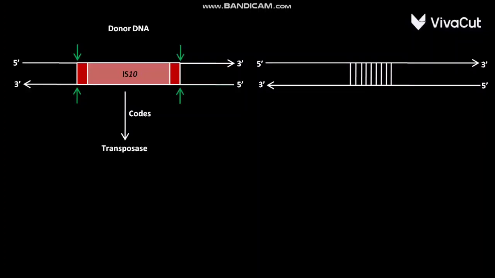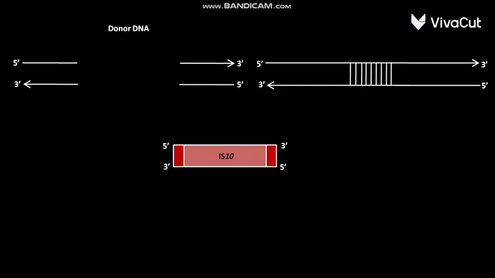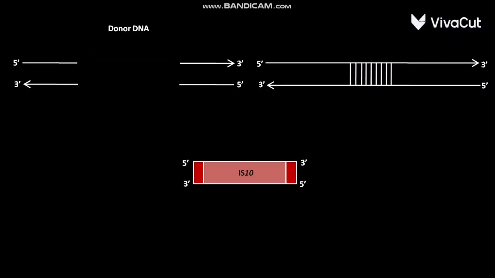As a result, the IS-10 element is excised from the donor DNA. Also, as a result, blunt-ended cuts are produced in the donor DNA.